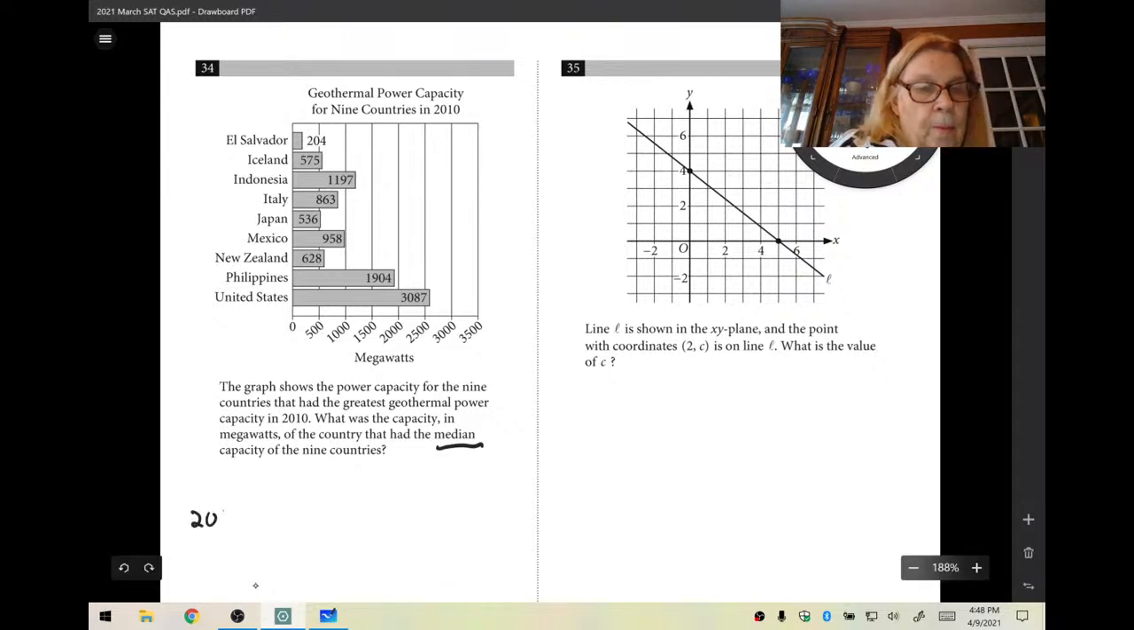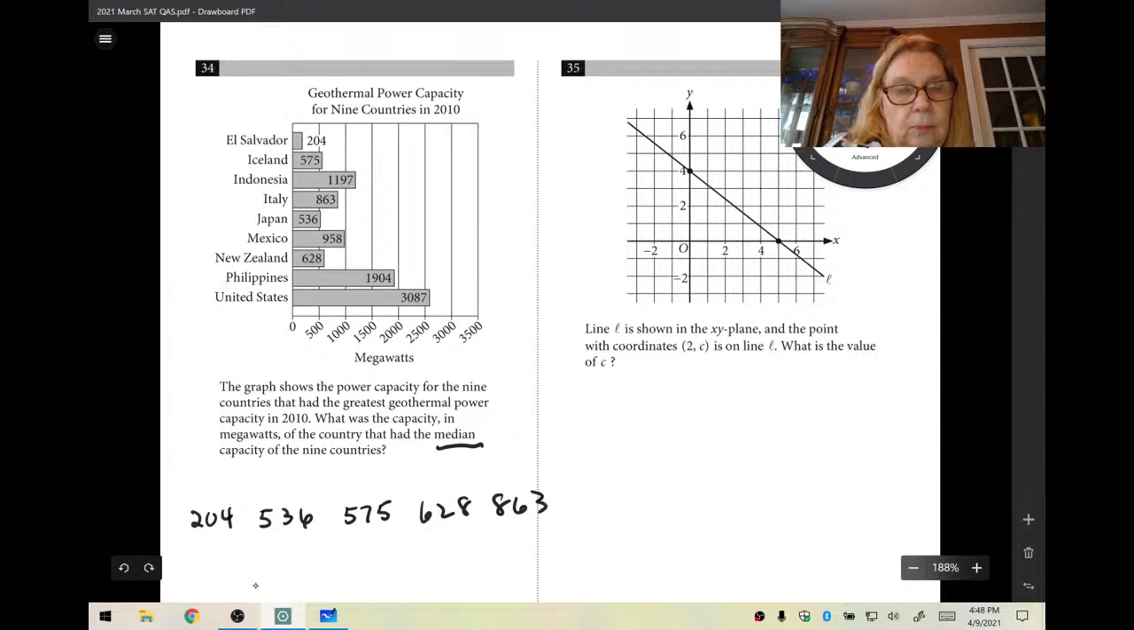204, 536, 575, 628, 863, 958, 1197, 1904, 3087. So that's the time-consumingness, I know, of this. That's like half the time of the problem. 1, 2, 3, 4, 5, 6, 7, 8, 9.